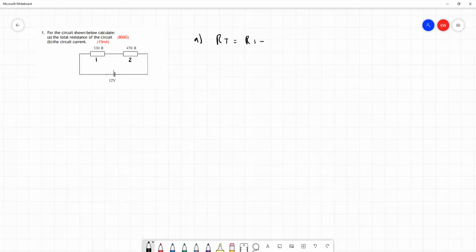So total resistance equals resistance 1 plus resistance 2. These are given in the question, 330 plus 470, and this gives an answer of 800 ohms.